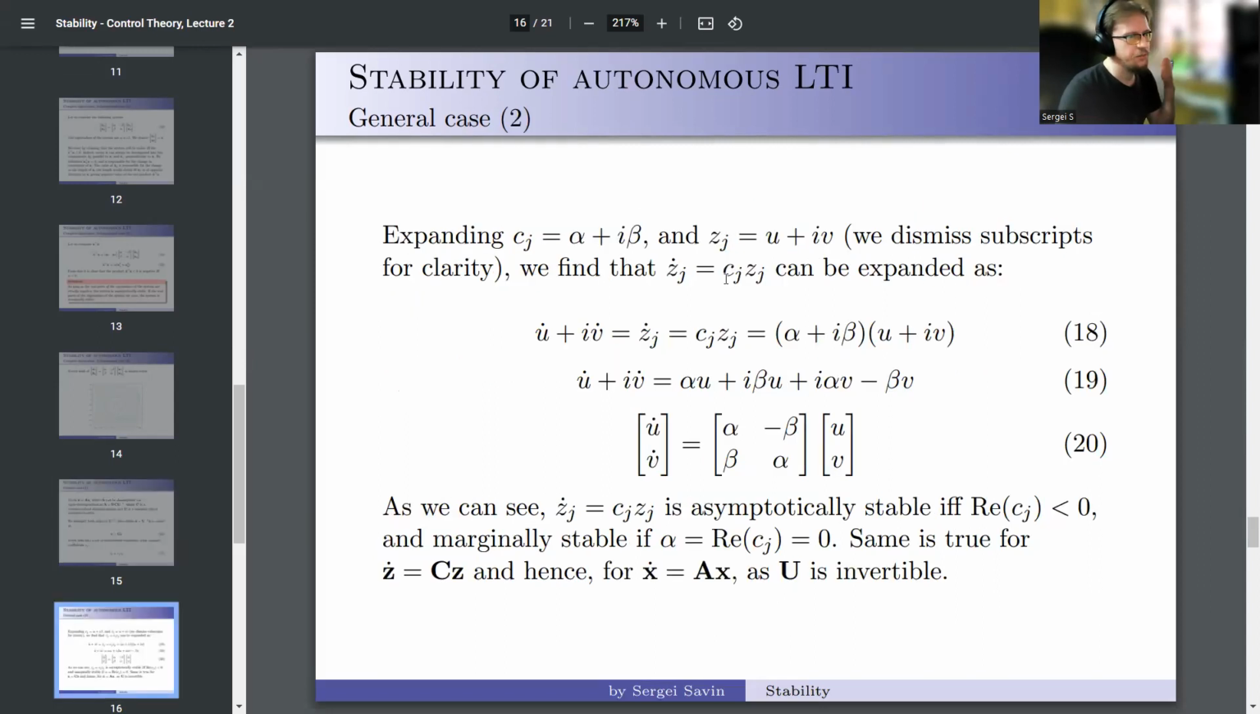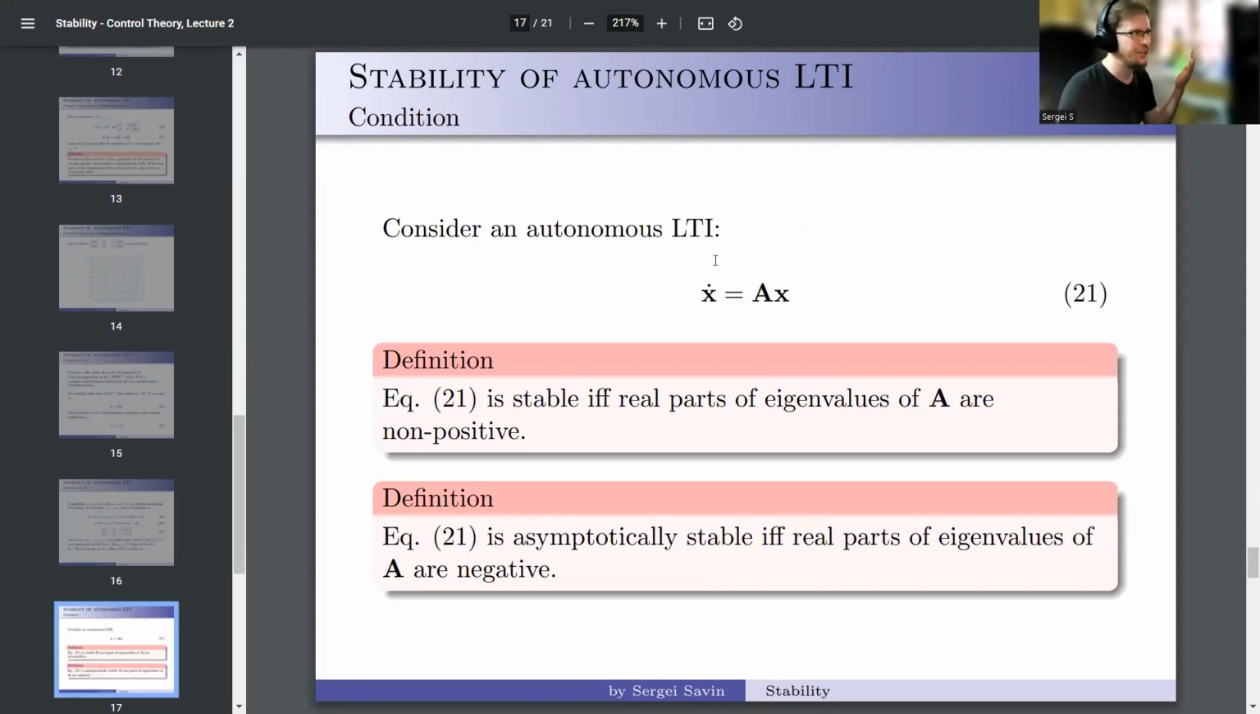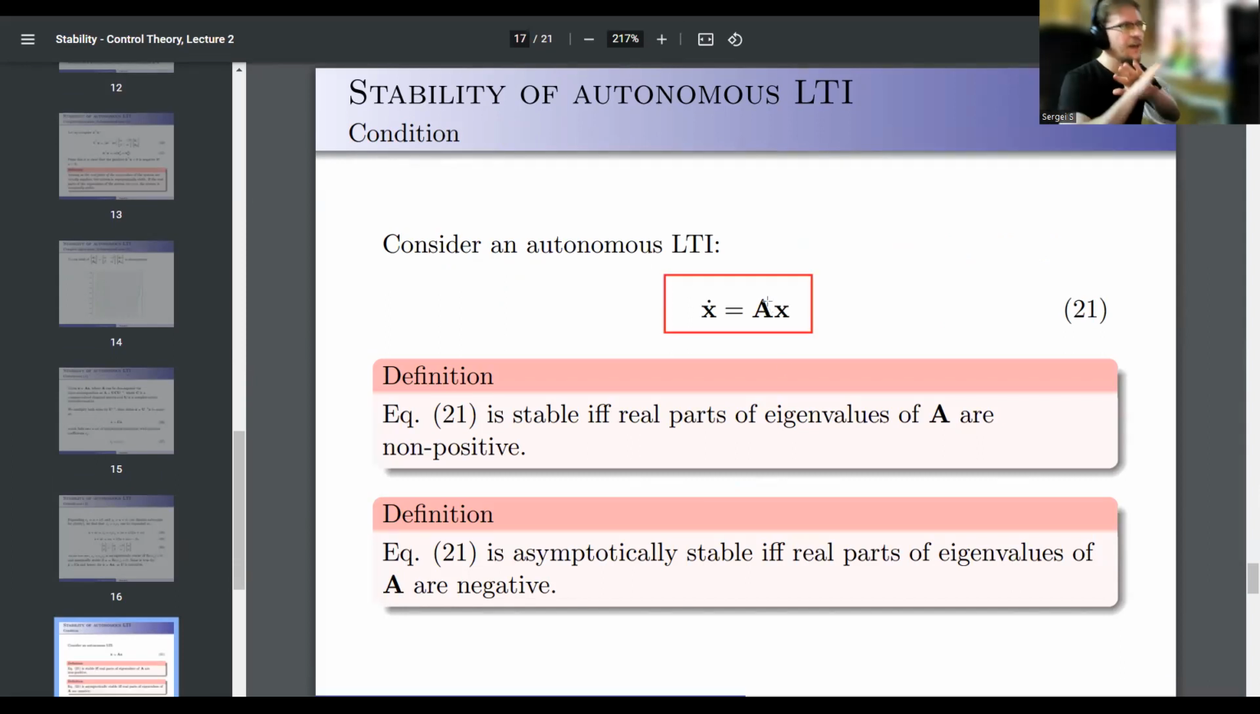And from that, we skip a little bit and we just compose the general principle. I'll tell you what we skipped in a second. So for this general case, LTI, any A, so now we don't have any conditions on A: triangular, complex eigenvalues, real eigenvalues, anything. For any A, it is always true that it is stable if and only if eigenvalues are non-positive. It is asymptotically stable if and only if real parts of eigenvalues are negative.